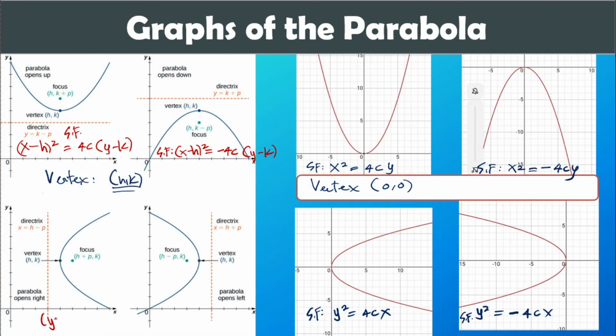So y minus k squared equals 4c times x minus h. Tapos dito, magiging y minus k squared equals negative 4c times x minus h. Okay, because it opens to the left. Okay, that's all about the standard form of the parabola.